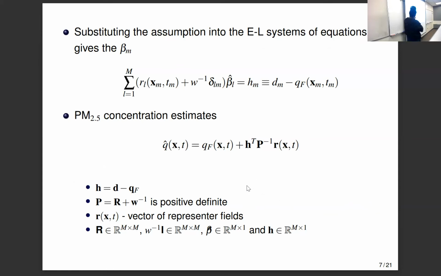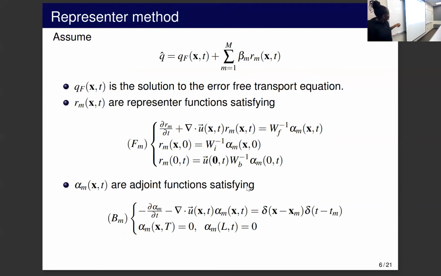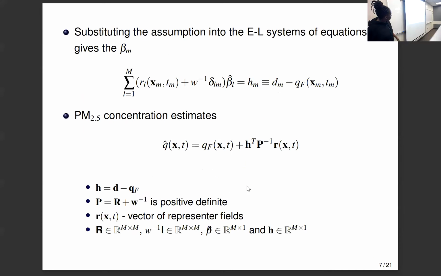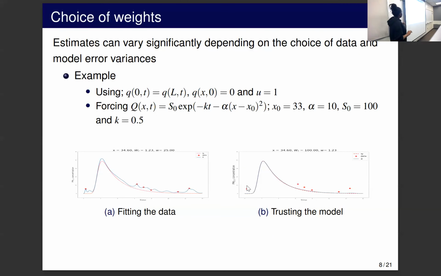To obtain the representer functions, we do need the model weight, the initial and boundary condition weights, and also the beta weights. Therefore, the way in which we select those weights can significantly affect the optimal estimates, because these estimates change significantly depending on the weight given to the model and to the data.